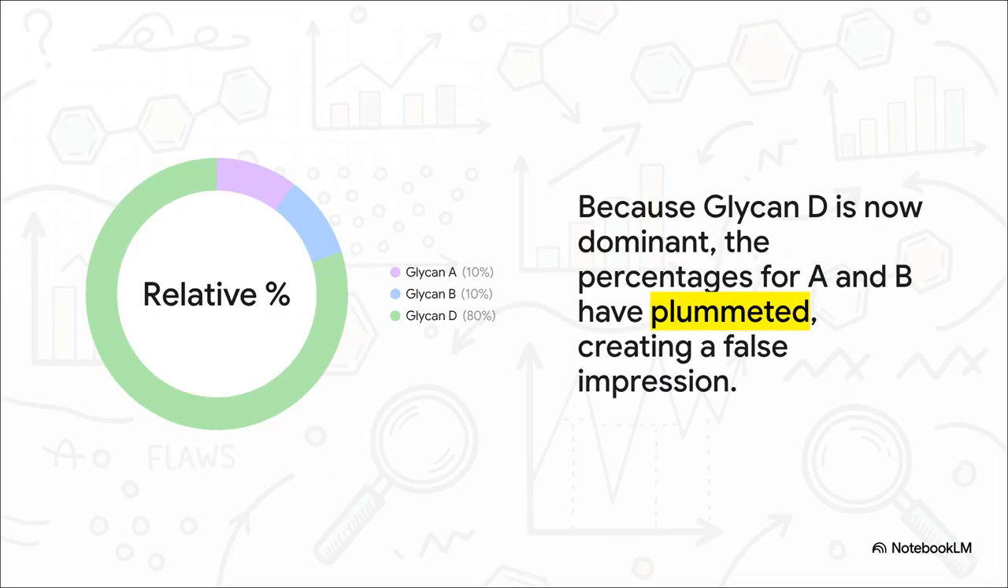But now, look what happens to the percentage chart. It's totally different. Because glycan D is now this enormous slice of the pie, the percentages for A, B, and C have just tanked. They've plummeted. The chart makes it look like they've all been massively downregulated, but we know the truth. Their actual amounts didn't change at all. It's a complete illusion, just a ghost created by the math.